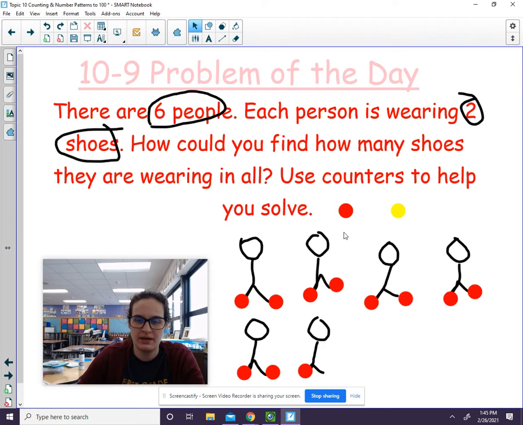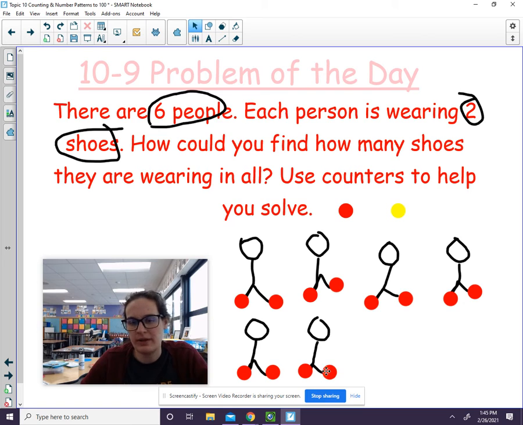Alrighty, I want you to go ahead and count how many shoes are there in total. Well, you could count by 1. 1, 2, 3, 4, till you get all the way down here, and you get to 12.